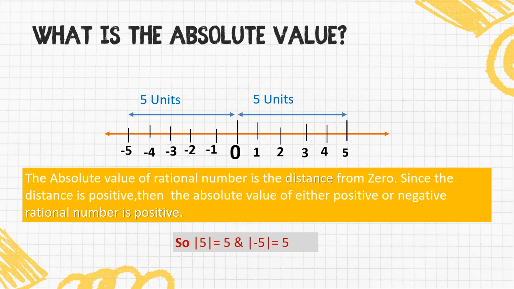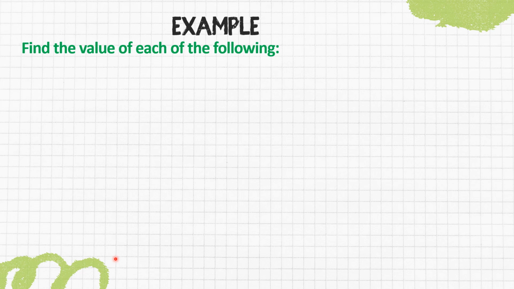So, this is the sign of the absolute value. The absolute value of 5 equals 5, and the absolute value of -5 equals 5. Okay, let's continue. Now, let's have an example.